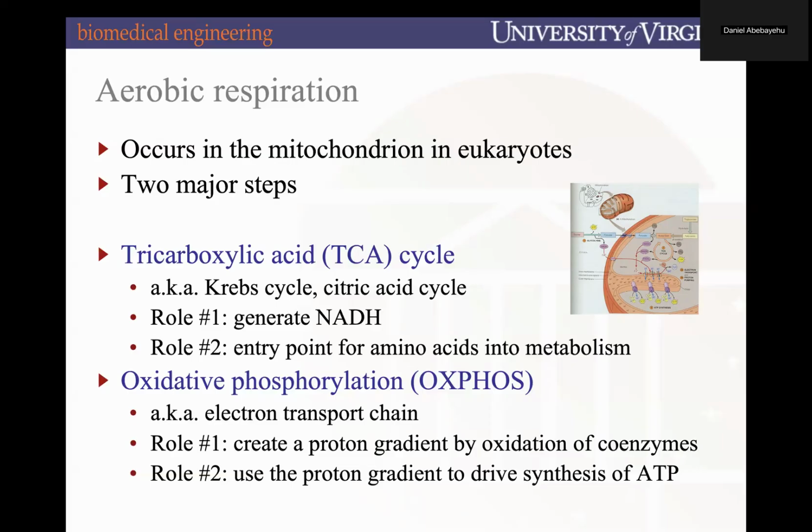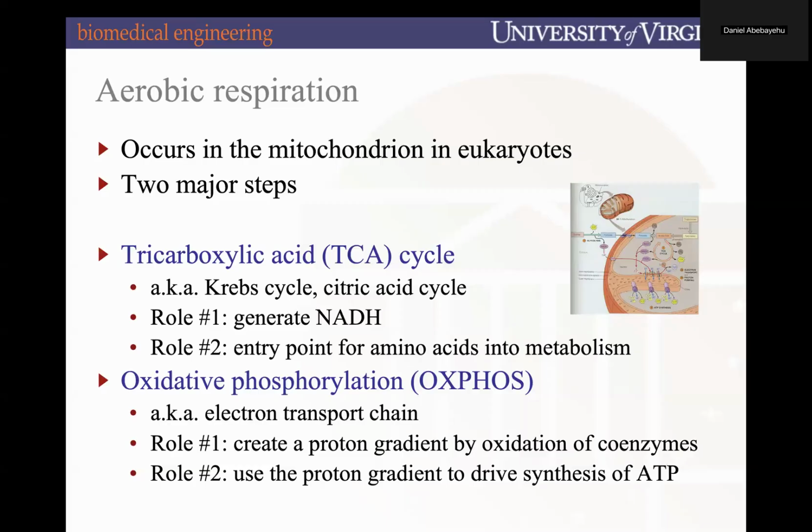The scientist, Dr. Krebs, was the one who first characterized this cycle, also known as the citric acid cycle, because throughout the course of this process, there are going to be different variations of citric acid that make up some of the intermediates. And so whenever you hear the names citric acid cycle, Krebs cycle, TCA cycle, they're all talking about the same process, just naming it based on different components. A couple of key roles of the TCA cycle: it's going to be generating more reducing equivalents, and these reducing equivalents are going to be key for feeding into OXPHOS. And second, it's going to be an entry point for amino acids into our metabolism.